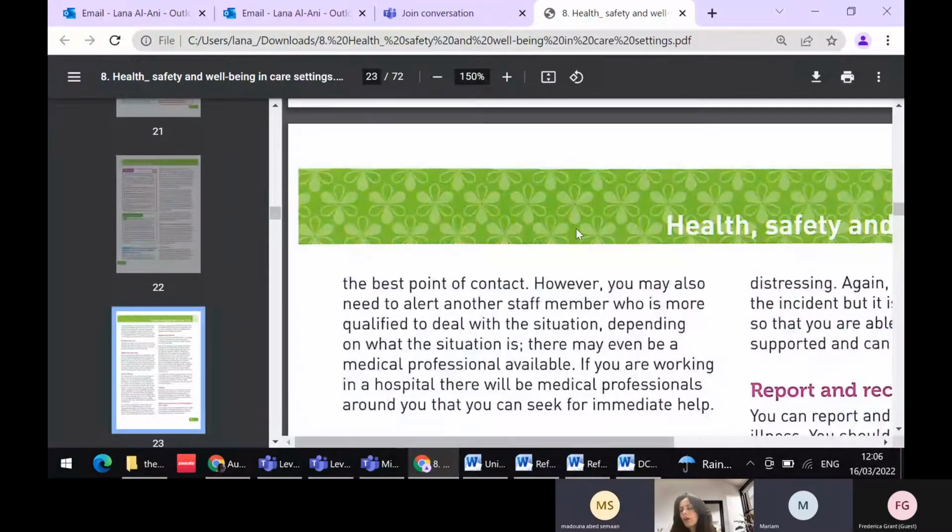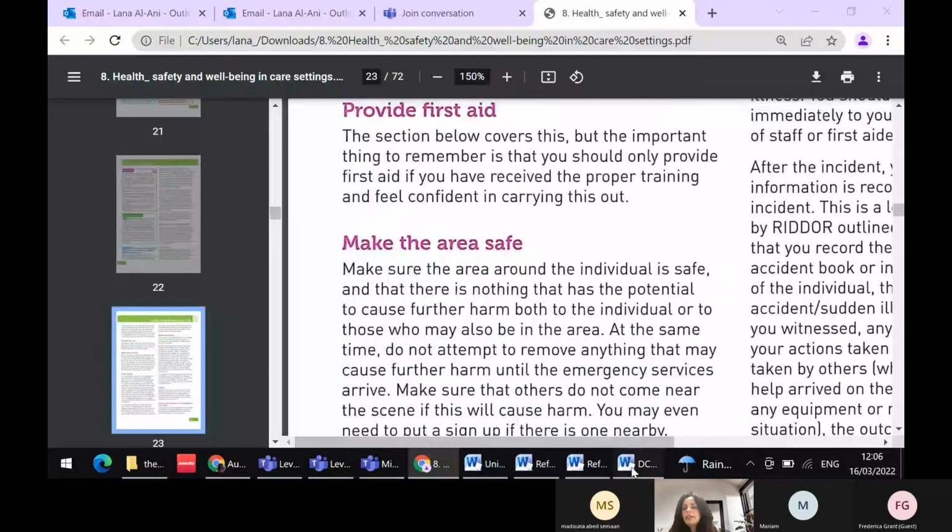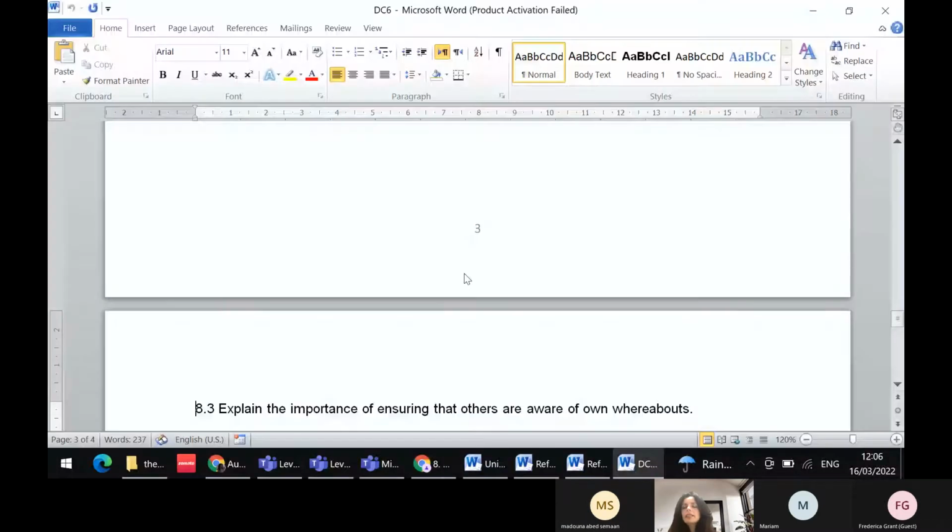Yes. It's okay. Okay, excellent, thank you. Now, explain the cause and spread of the infection in the care setting. So what are the causes of the spread in the care setting?